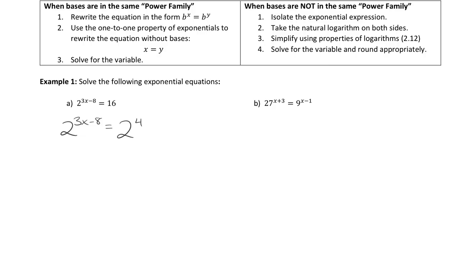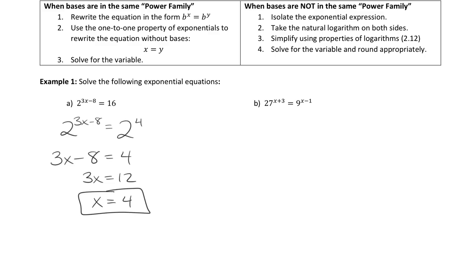If the bases match, all we have to do is take the exponents and set them equal to each other. This is a one-to-one property of exponentials. Since it passes the vertical and horizontal line test, it would have an inverse. We can do this. And then we just solve like normal. What would we do on both sides? Add 8. What would we do then? Divide by 3. The solution here is 4. The end.